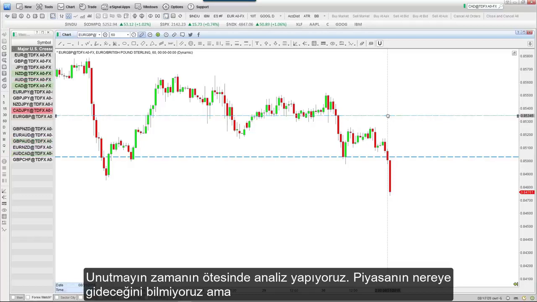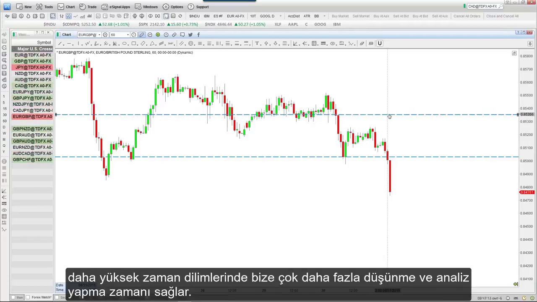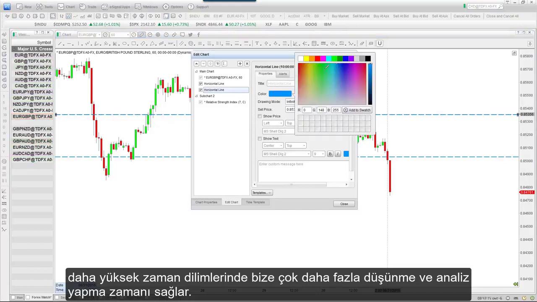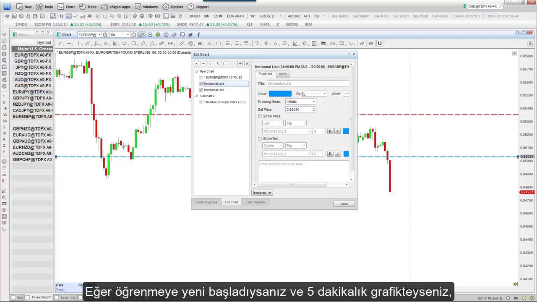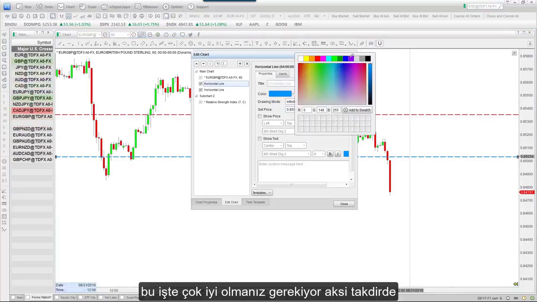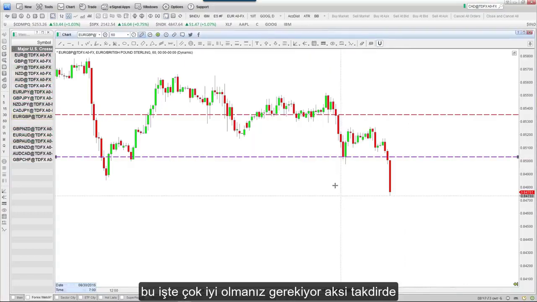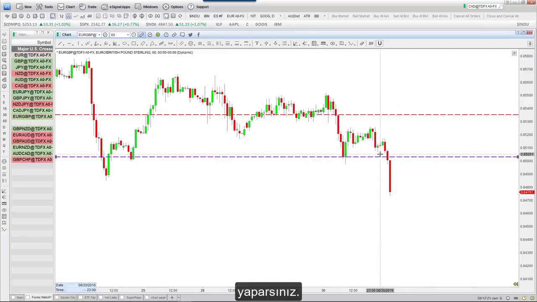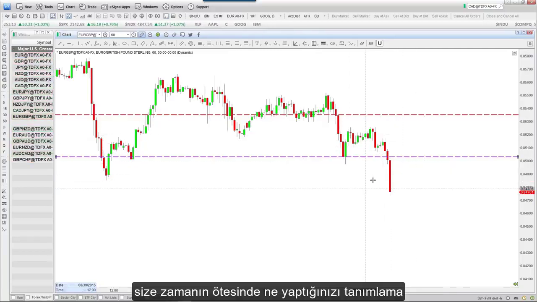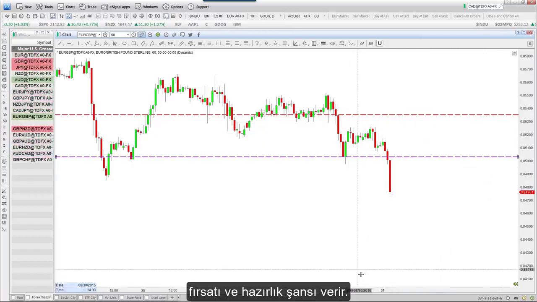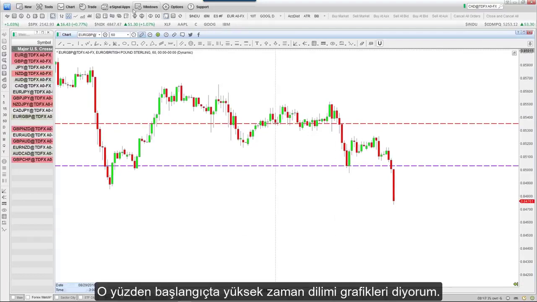Remember, we're just doing our analysis ahead of time. We don't know where the market's going to go, but when we work off these higher time frames, it gives us lots of time to think and do analysis. If you're starting out trying to learn this stuff on a 5-minute chart, man, you've got to be Johnny on the spot in order to get anything accomplished, and you're likely going to make mistakes. So by doing it this way, it really gives you a chance to identify what you're doing ahead of time and prepare for it. So that's why I say higher time frame charts when you start.